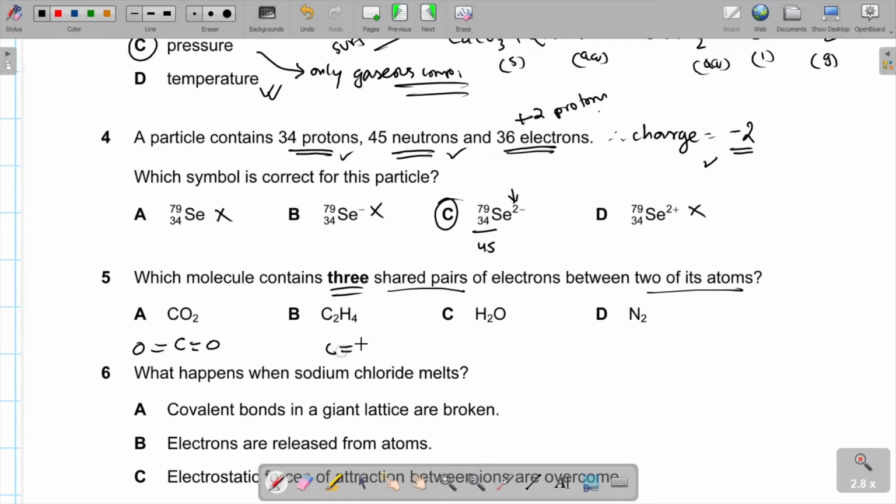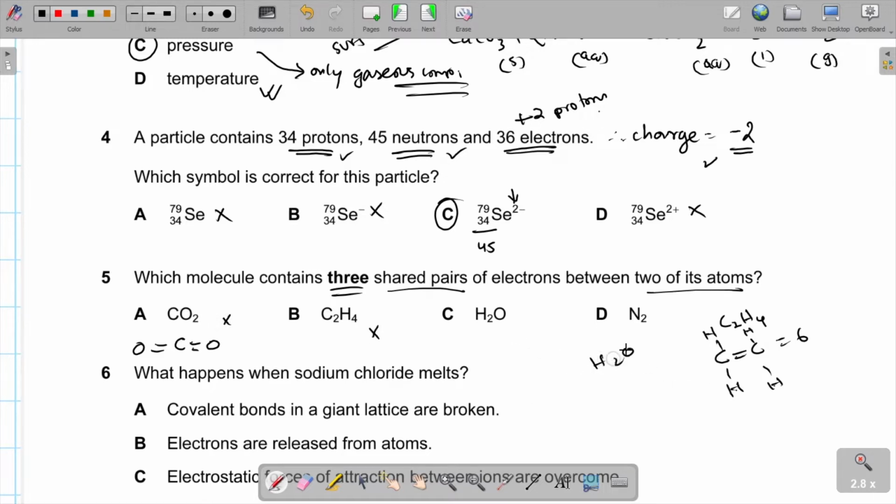C2H4 is an organic compound, and it can be written something like this. We've got the H's over here. Let me draw it a bit more cleanly. So C2H4 can be drawn like this: 1, 2, 3, 4, 5, 6. So this is 6 pairs of shared electrons, so this and this can be eliminated.